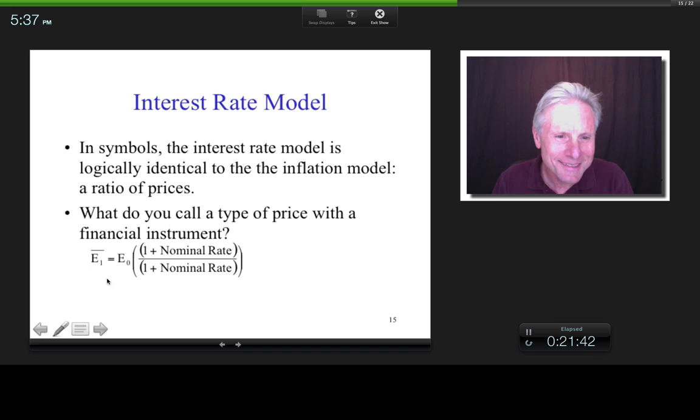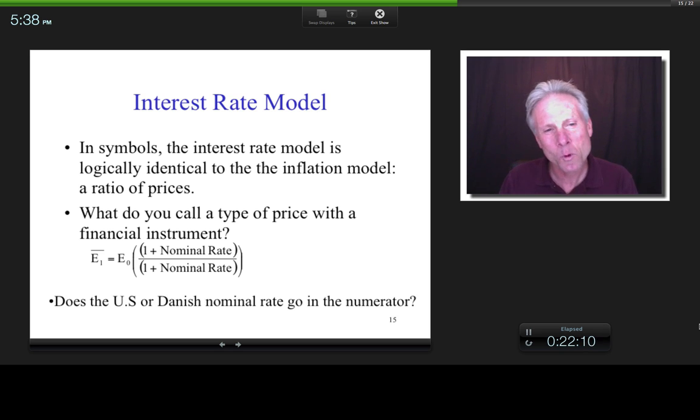Does that not look identical to the inflation model? It does, right? I mean, the inflation model was E1, the expected exchange rate at time 1, is E0, the exchange rate today, times 1 plus expected inflation, divided by 1 plus expected inflation, which represented the expected prices. So we'll throw in the numbers in a minute just to clarify, that we've worked with.